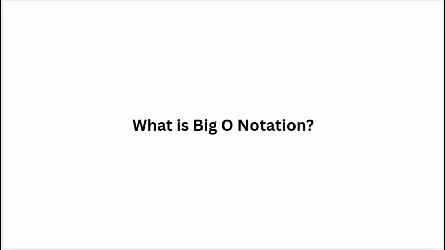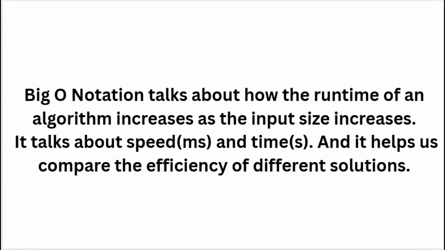First off, what is big O notation? Big O notation talks about how the runtime of an algorithm increases as the input size increases. It talks about the speed and time it takes for an algorithm to complete a specific task, and helps us compare the efficiency of different solutions.